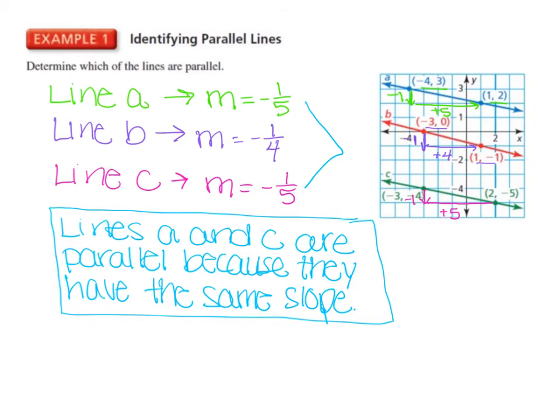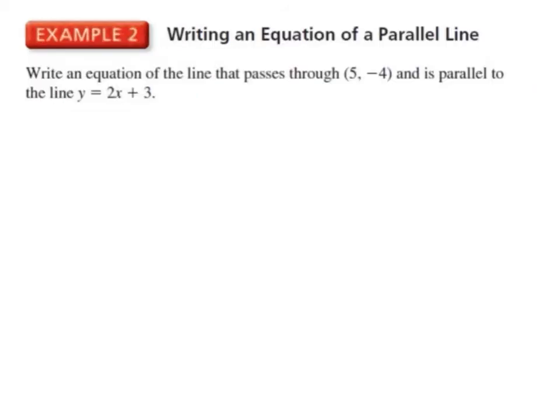So what else might we have to do with parallel lines other than just identifying whether or not lines are parallel? Let's look at example 2. The second thing we're going to be asked to do is to actually write an equation of a parallel line. Right? It asked me to write an equation of a line that passes through this point, so it gives me an x and a y, and is parallel to the line y equals 2x plus 3.